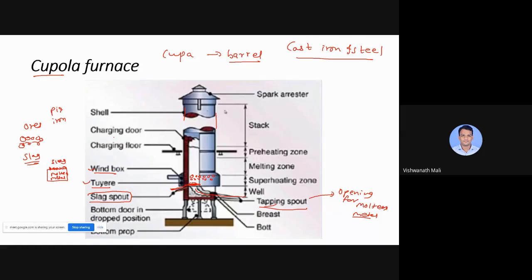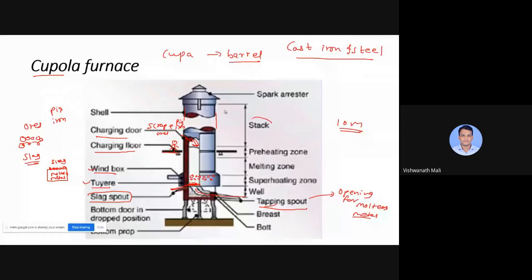Then here we have the charging door, and this is the charging floor. So the height of this cupola furnace is nearly about 10 meter. Okay, that's why we require the floor. So suppose the worker is standing on this floor. By standing on this floor, we charge the furnace. What is charging? Charging means whatever scrap or pig iron or ores we have, that we pour into the furnace from this opening, that is from the charging door. Okay.